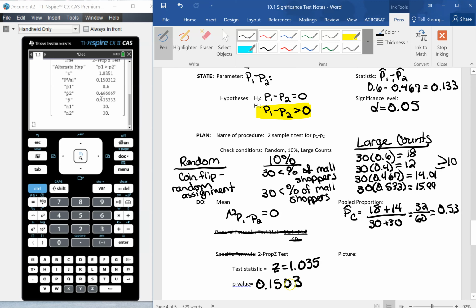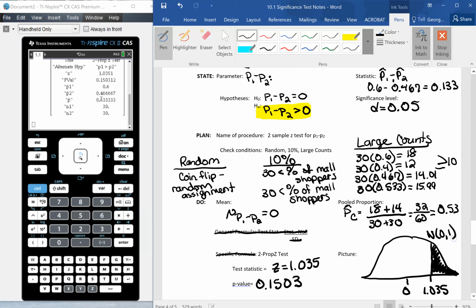Okay, so last thing we need to do is draw our picture, and then we can decide. Alright, so 0 is our mean. Our z was 1.035, and from our alternate hypothesis it was greater than, so we're shading to the right. Don't forget your label, 0, 1. Okay, so looking at our p-value, we have a p-value of 0.15. That is very much not passing our alpha. It is not smaller than 0.05.